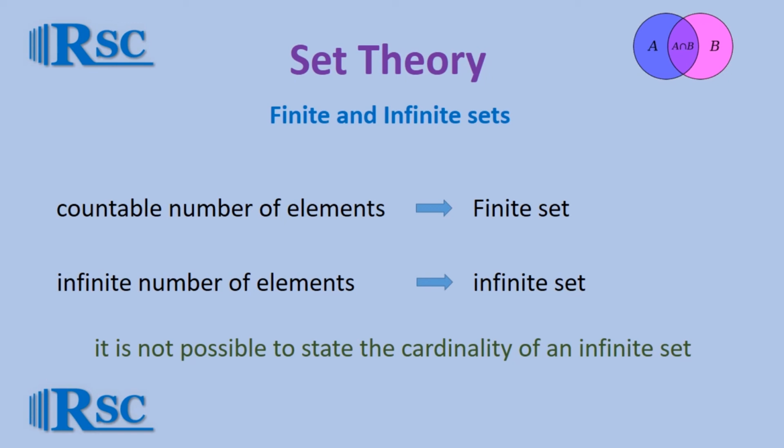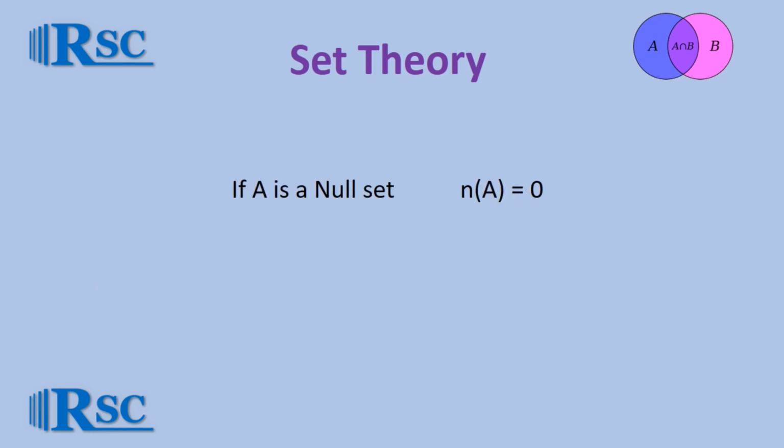Even though we may think of the cardinality of an infinite set as being infinity, infinity is not really defined as a countable number. The null set, or the set with no elements, is considered to be a finite set and has a cardinality of 0. So let's look at some examples.